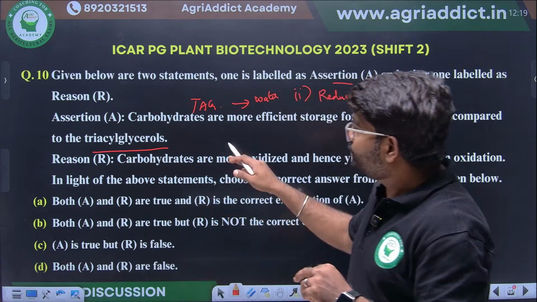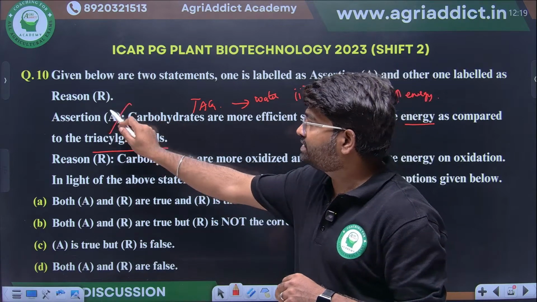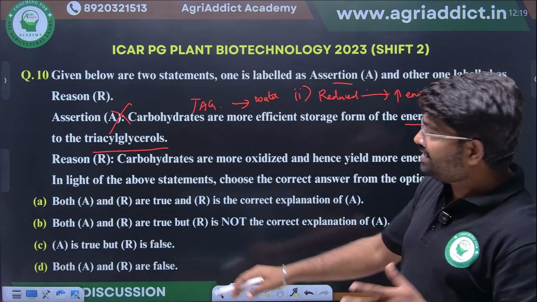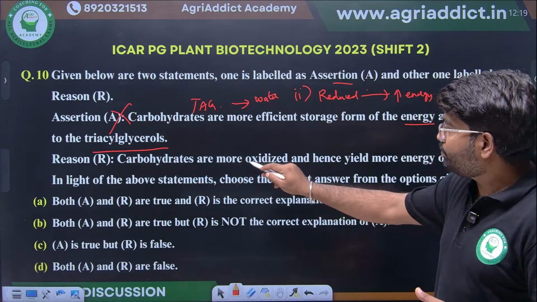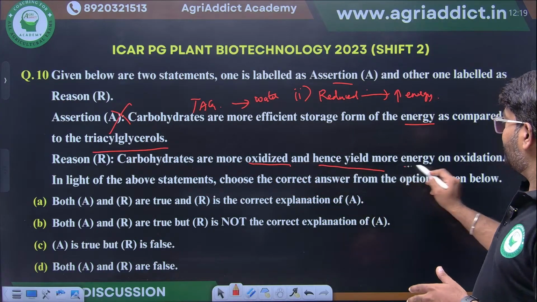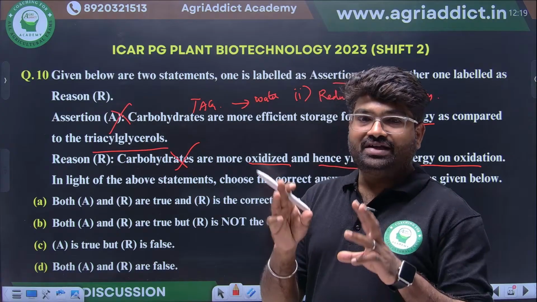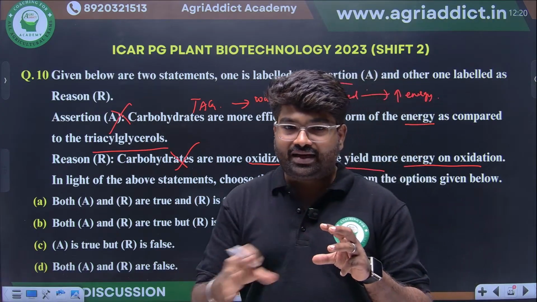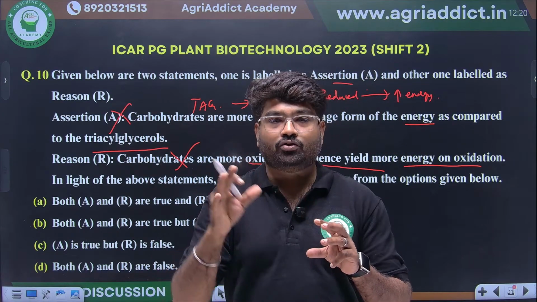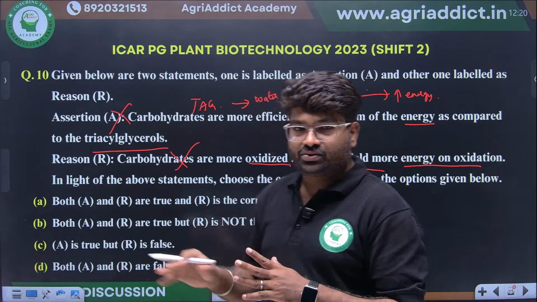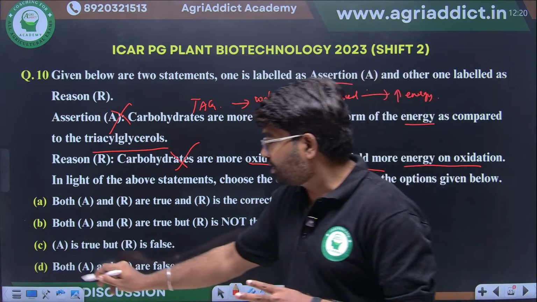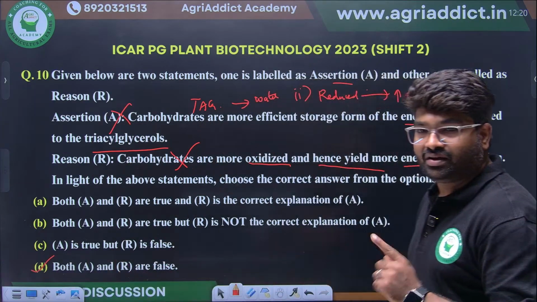So you see here they have given carbohydrates, so this will be wrong. And they are saying the reason is carbohydrates are more oxidized and hence yield more energy. This is also wrong. If a compound is reduced and we oxidize it, it will give more energy. So both statements are wrong. Both A and R are false.